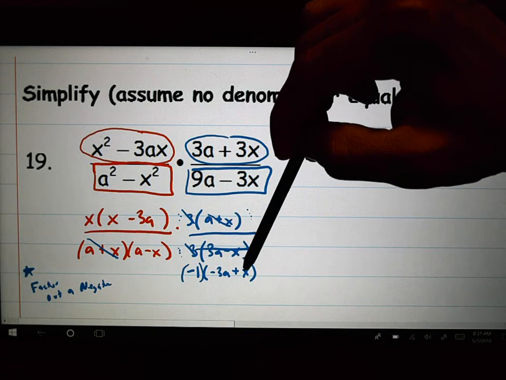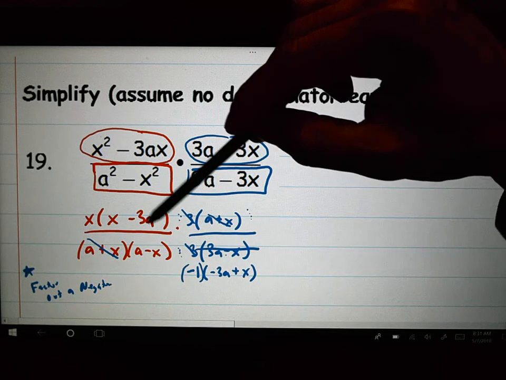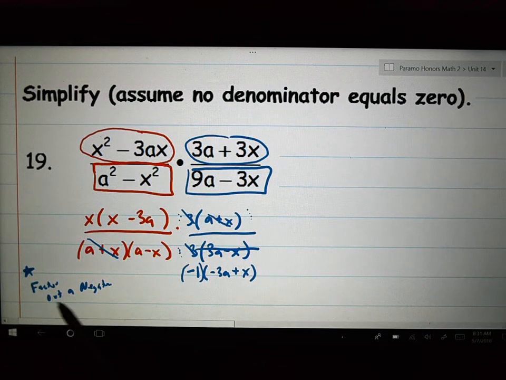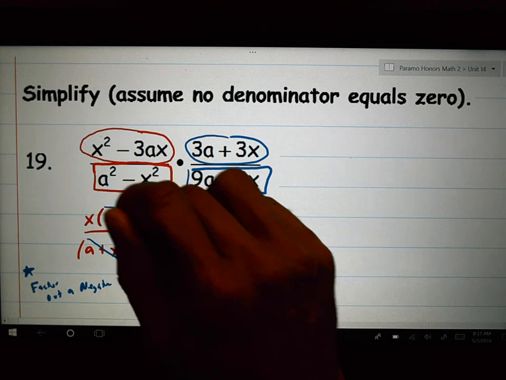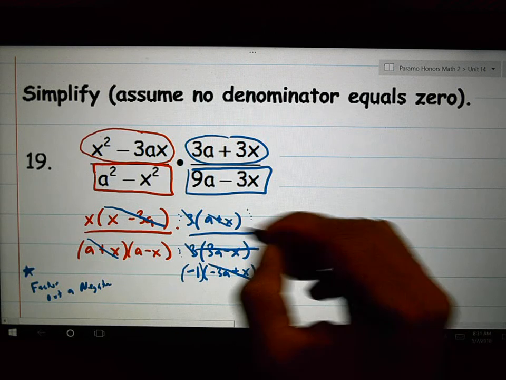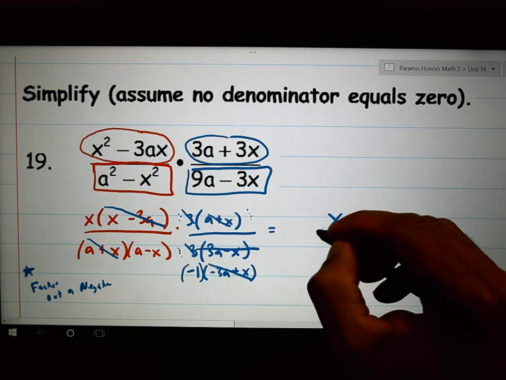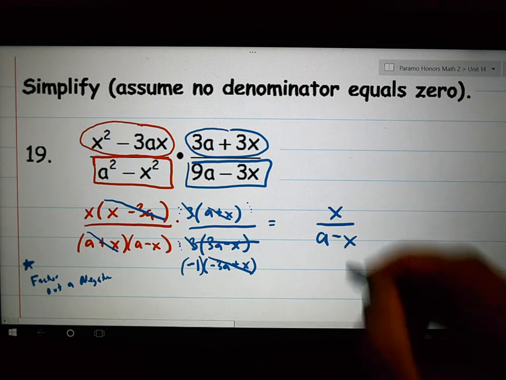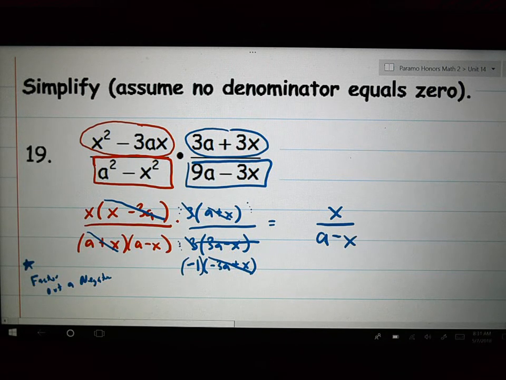X minus 3a. If you ever see these things being the exact same thing, you want to factor out a negative if they're just opposites of each other. That way, you can do this. Now it's almost done. I have an x on top. I have an a minus x on bottom. I have a negative 1 on bottom. I'm going to put the negative right here.